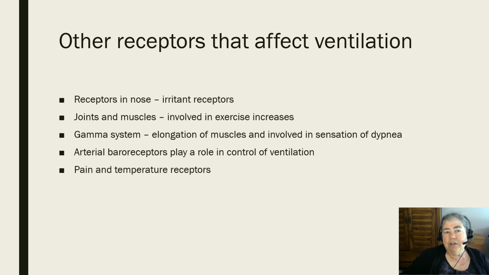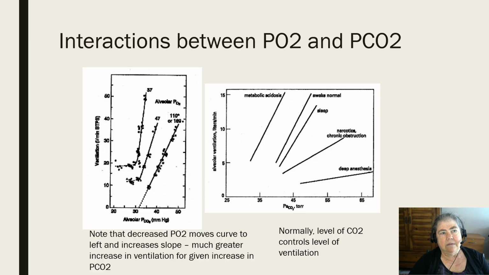In addition, I mentioned irritant receptors in the nose. The receptors in joints and muscles, when you are exercising, send signals to increase ventilation. There's something called the gamma system that is involved in the sensation of dyspnea, shortness of breath. I mentioned arterial baroreceptors, pressure receptors, can also play a role in the control of ventilation, and pain and temperature receptors. They would be acting through the hypothalamus or through the cerebral cortex.